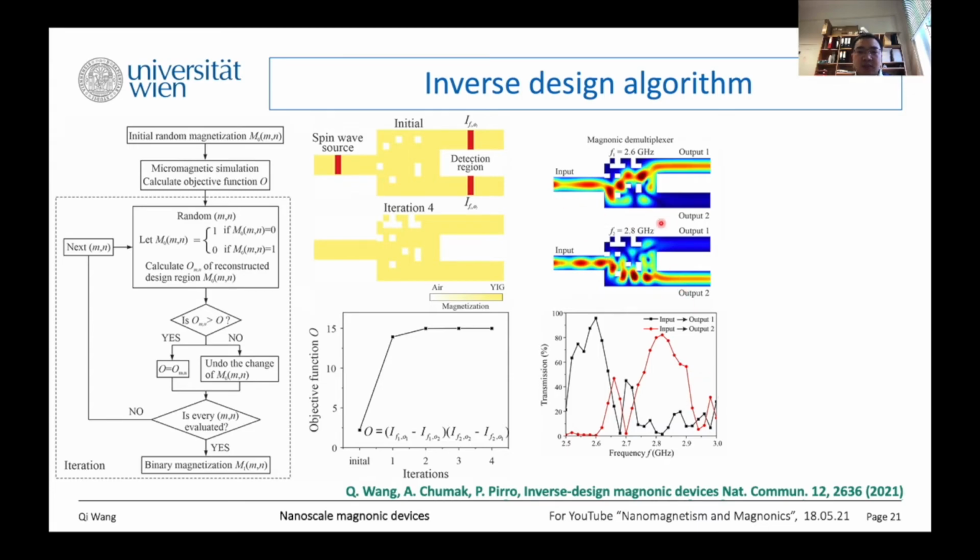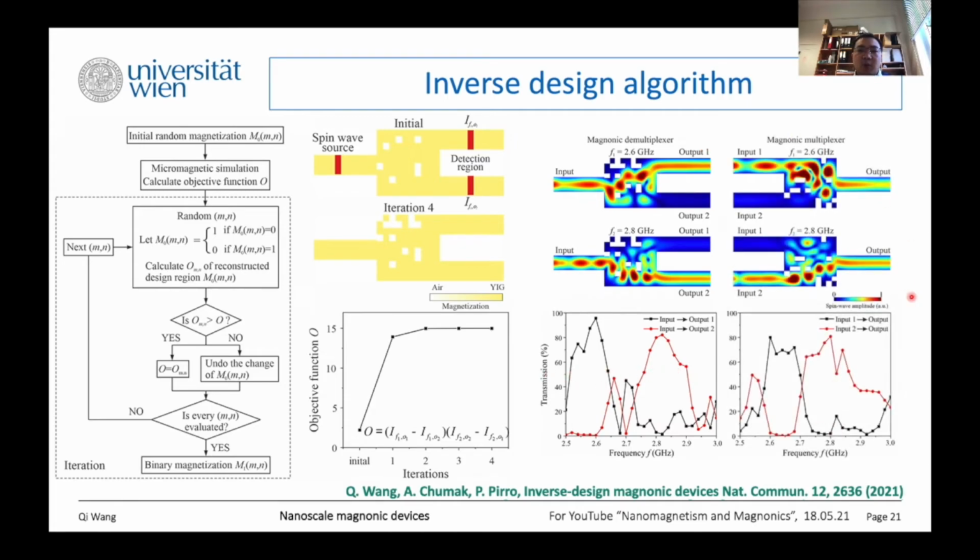And we also took this structure and swept the frequency from 2.5 to 3 gigahertz. We found a good bandwidth, around 120 megahertz. I should highlight that this structure was only optimized for 2 frequencies, 2.6 and 2.8, but finally, we get a very good bandwidth.